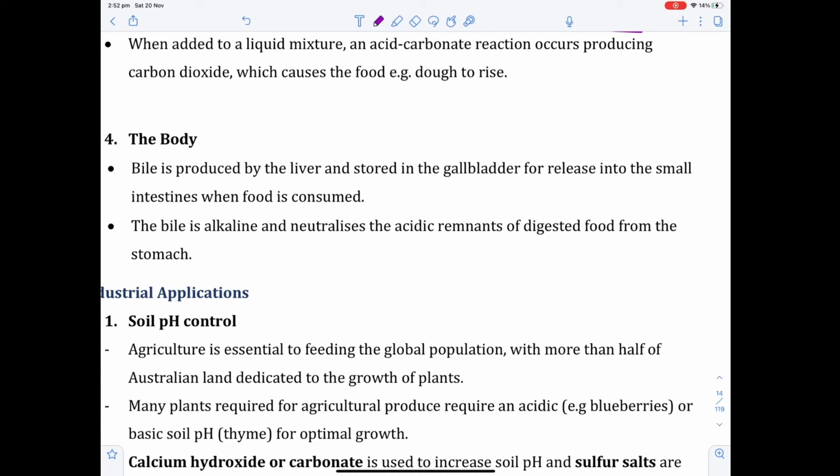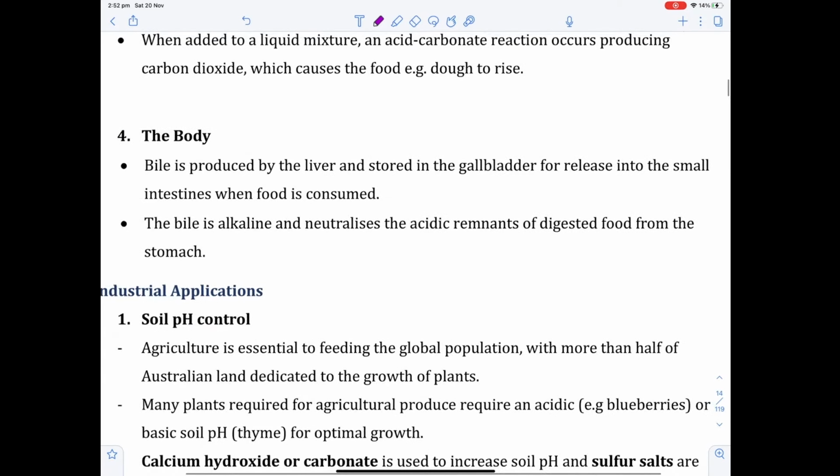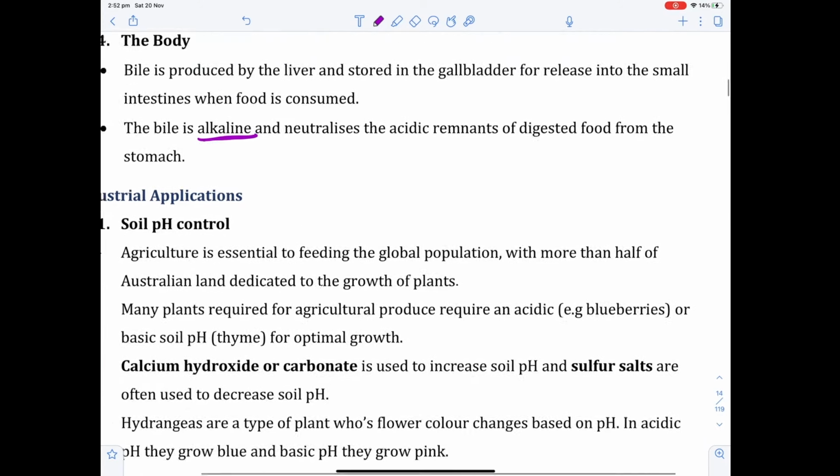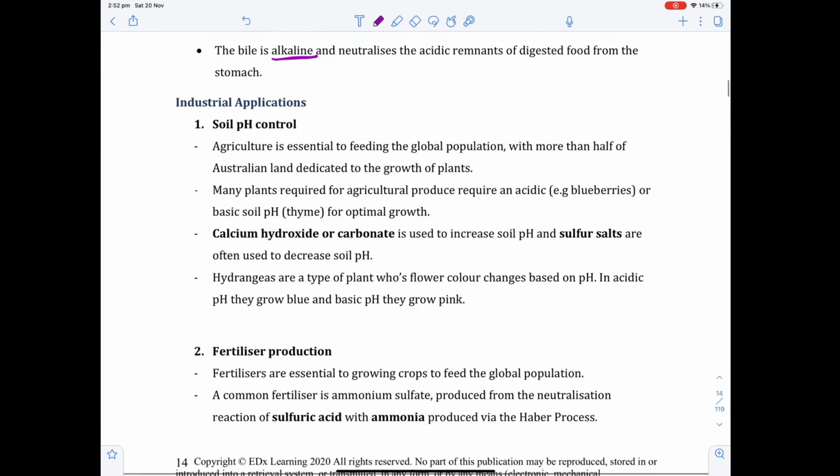Behind the liver is the gallbladder, and the gallbladder stores all the bile. So bile is this bright green pigmented solution that you release into your intestines to absorb fat. It's also basic, so it neutralizes any acidic remnants of food from the stomach as well. So I think the key thing here is bile is basic. Good.